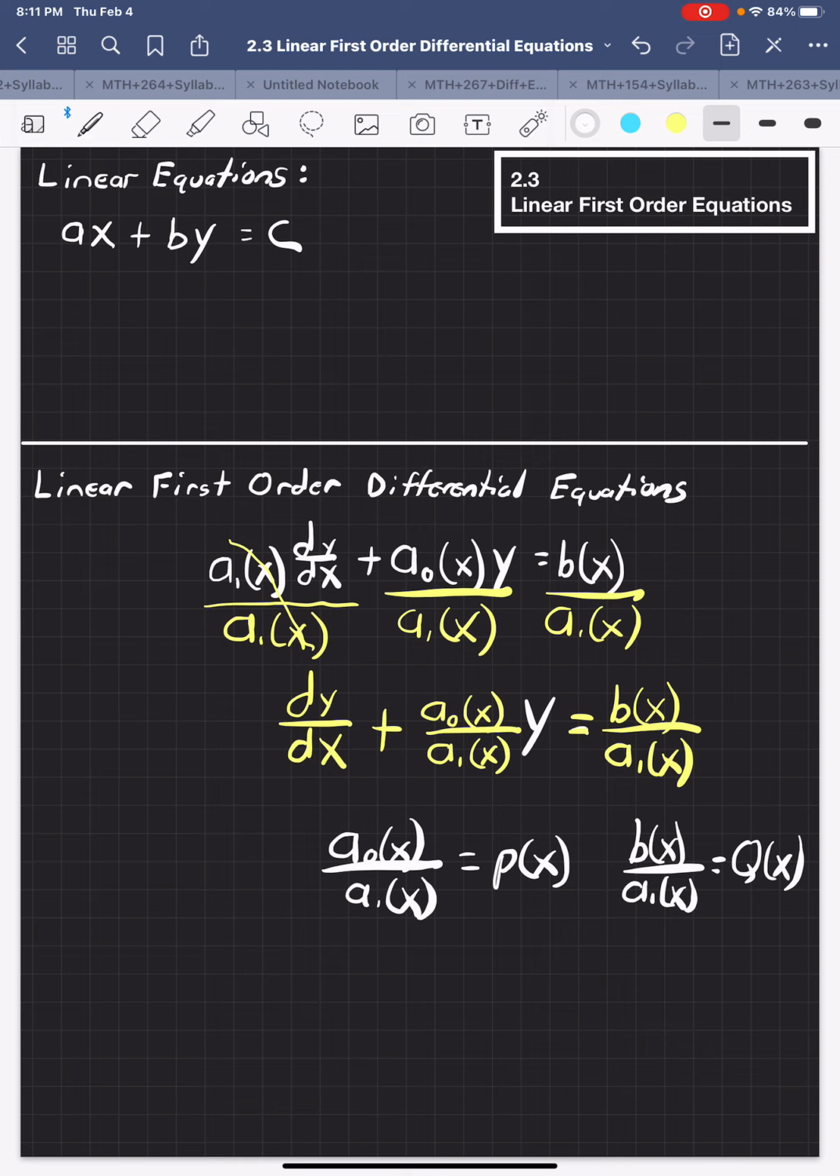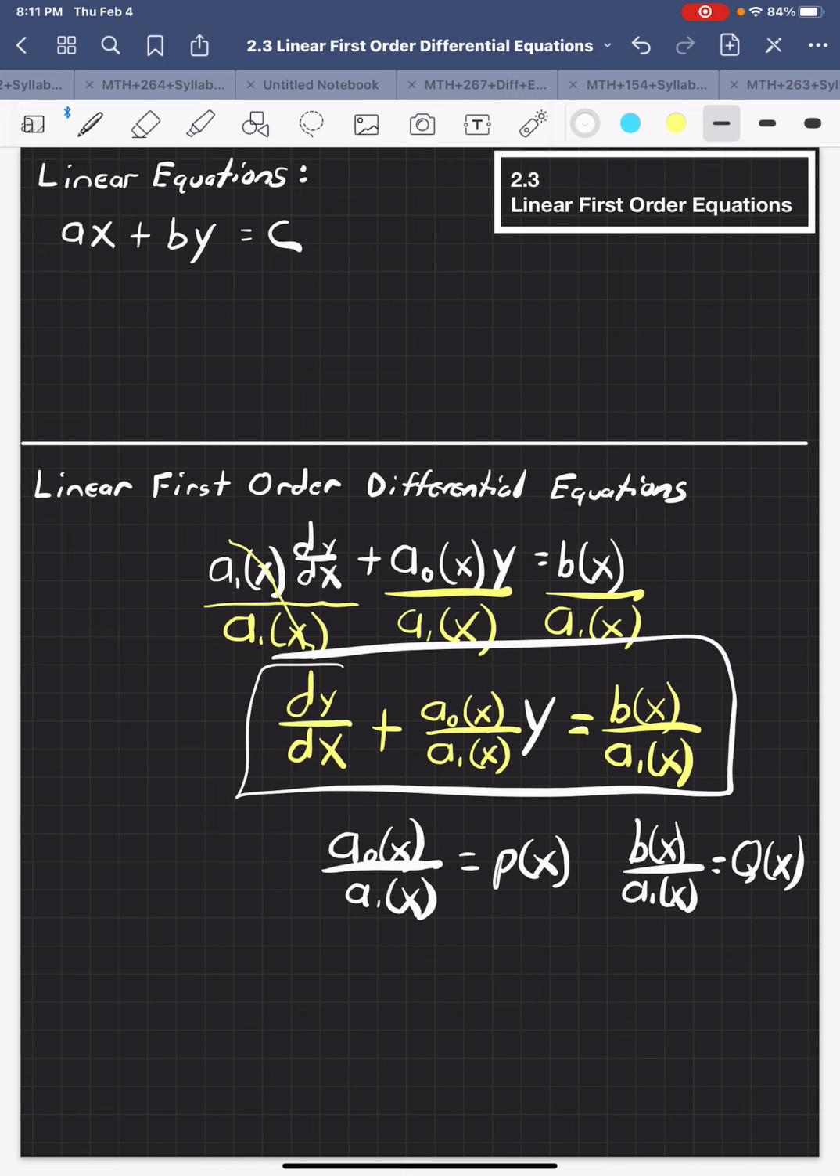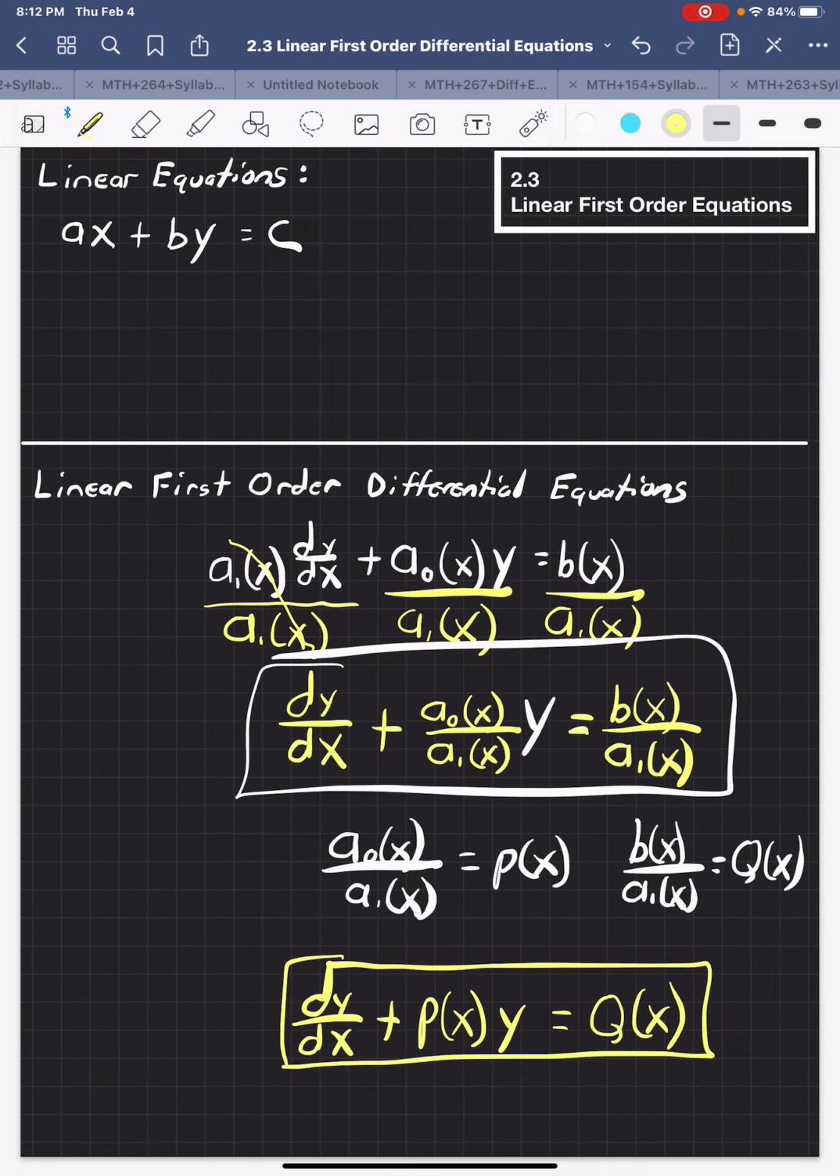So let me rewrite this equation, but now let's go ahead and use p of x and q of x. Ready? So now dy/dx plus p of x times y is equal to q of x. Okay, so this is what we refer to as the standard form.